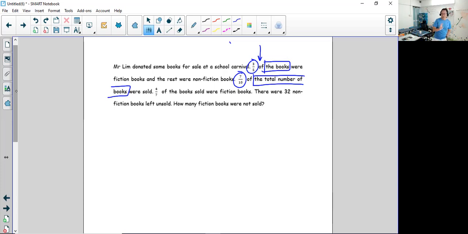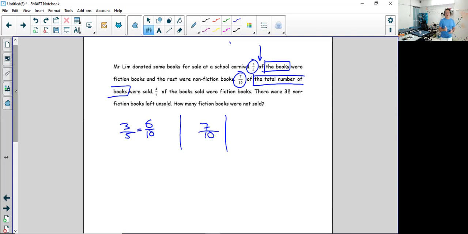So are these 2 fractions talking about the same thing? 3/5 and 7/10, the same group? Yes, they are. Even though they are phrased differently, the books means all the books. The total number of books also means all the books. So the 2 fractions are talking about the same thing, which means that I can make the denominator the same. So 5 times 2 and 3 times 2.